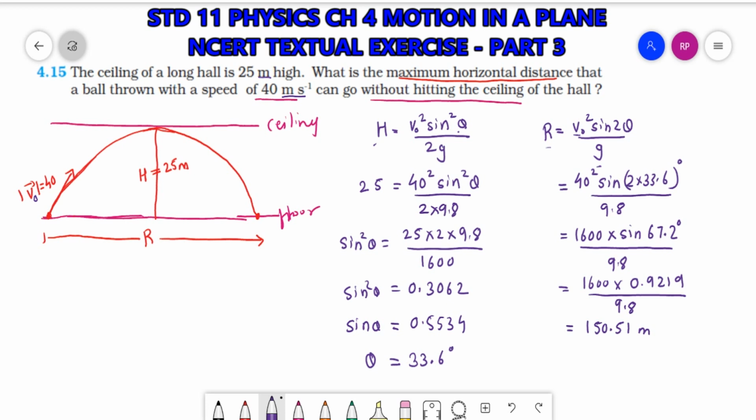So the maximum distance, or I can say the range, is 150 meter. So the maximum horizontal distance that a ball covers with a speed of 40 meter per second without hitting the ceiling of the hall is 150.51 meter. Clear? So this was about question number 4.15. Just note it down.